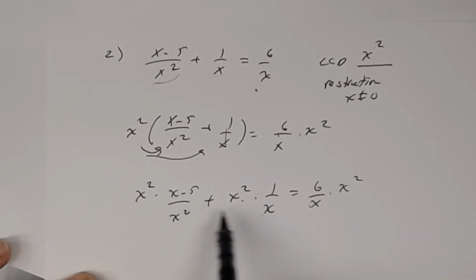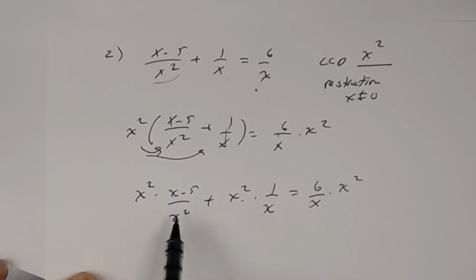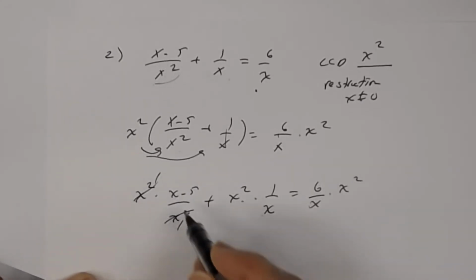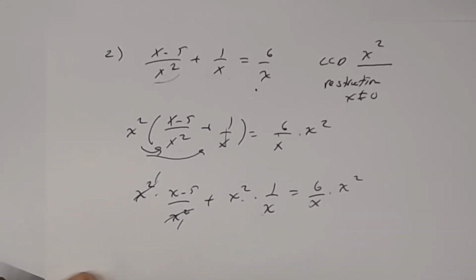Now the next thing you're going to do is clear the fractions. So you're going to reduce. So the x squareds divide out. You're left with factors of 1. Remember, you want to factor 1 down here.